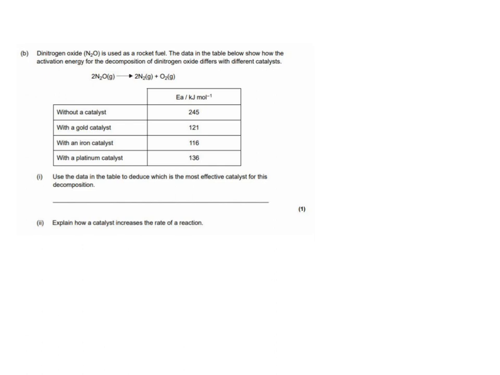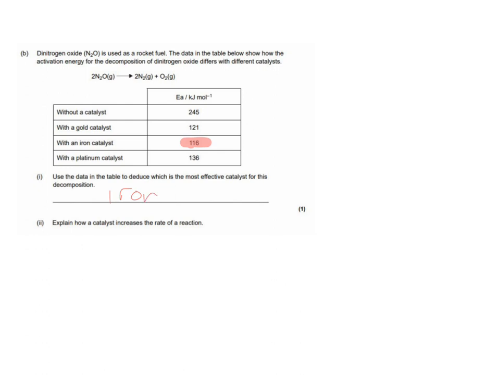So the last bit of this, dinitrogen oxide, N2O, is used as a rocket fuel. Data in the table below shows how the activation energy for the decomposition of dinitrogen oxide differs with different catalysts. Use the data to deduce which is the most effective catalyst for this decomposition. So you're looking for the one that reduces the activation energy the most. The one that reduces the activation energy the most is this one here. That's got the lowest number. So that is iron. So the answer is iron.